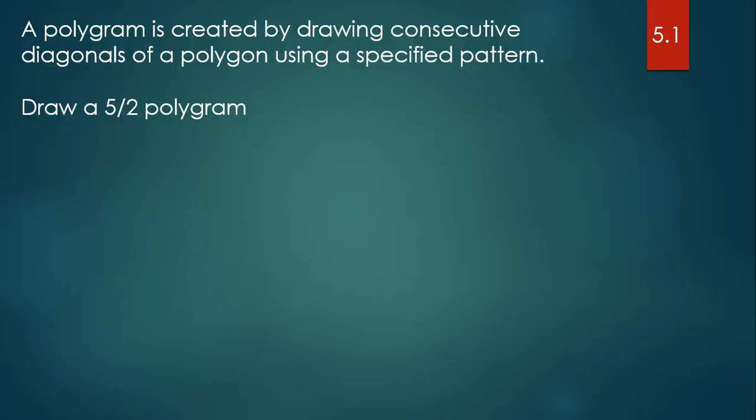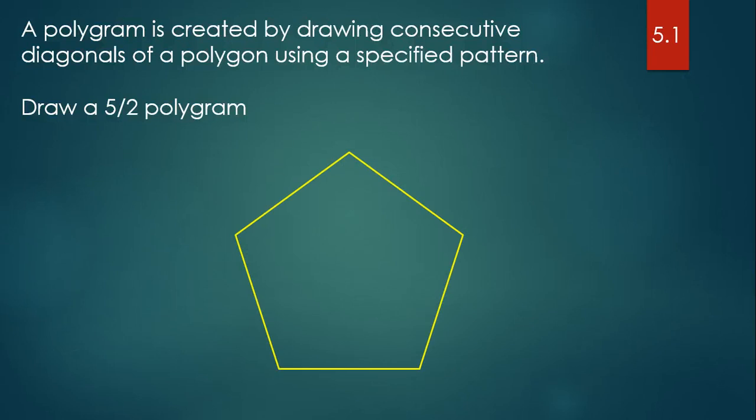So the 5 in the 5-2 means that we're going to start with a 5-sided polygon. So we're going to start with a pentagon. And the 2 is telling us the pattern to follow when we draw diagonals. So we have to begin by picking a vertex to start at. And it doesn't matter which one you start at, so I'm just going to pick one. We're going to start at that vertex. Then you have to pick a direction to go. And it doesn't matter whether you go clockwise or counterclockwise, as long as you keep going the same direction. So I'm going to go clockwise.